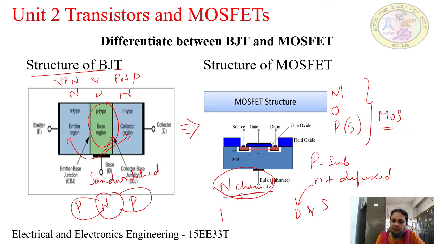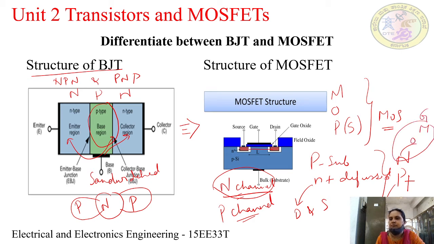Similarly, we have a P channel type of MOSFET. Its construction is exactly opposite of the N channel. The channel will be P, the substrate will be N, and the diffused regions will be P plus regions. These P plus regions will form the drain and the source. This N region along with the metal and the oxide will form the gate terminal. So this is how the BJT and the MOSFET vary structurally.